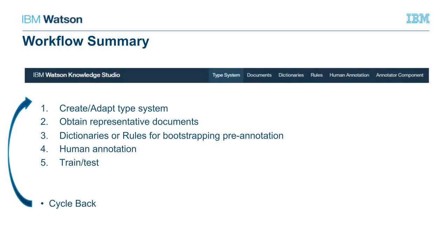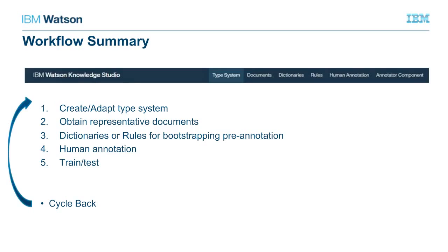So, in summary, that workflow kind of boils down to these 5 steps. Creating a type system either from scratch or by adapting an existing one. Obtaining some representative documents of the domain content that you want to extract information from, which is called the corpus. Creating and uploading dictionaries and or creating rules annotators, which you can then use for bootstrapping the pre-annotation process.